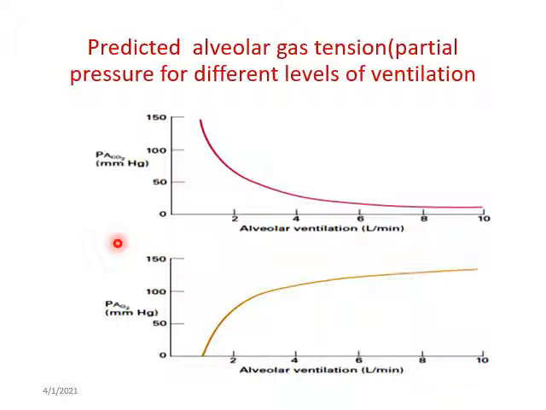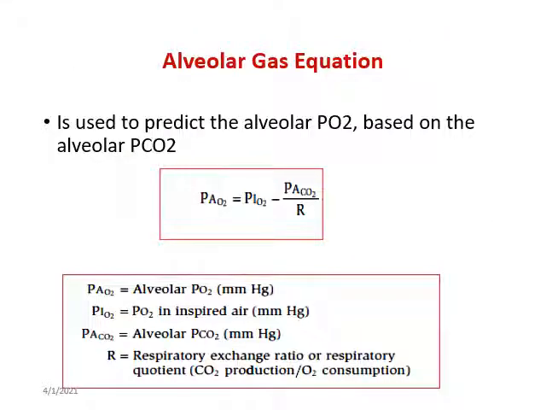The reason I have it: we described an equation that relates the alveolar ventilation to the partial pressure of CO2 in the alveoli. Now, just to remind you, there is another equation where we can determine the alveolar O2, and this equation depends on determining the alveolar O2 from alveolar CO2, as shown in the next slide. So the alveolar gas equation predicts the alveolar PO2 based on alveolar PCO2. And remember, the PCO2 and the CO2 in the alveoli are related to ventilation.